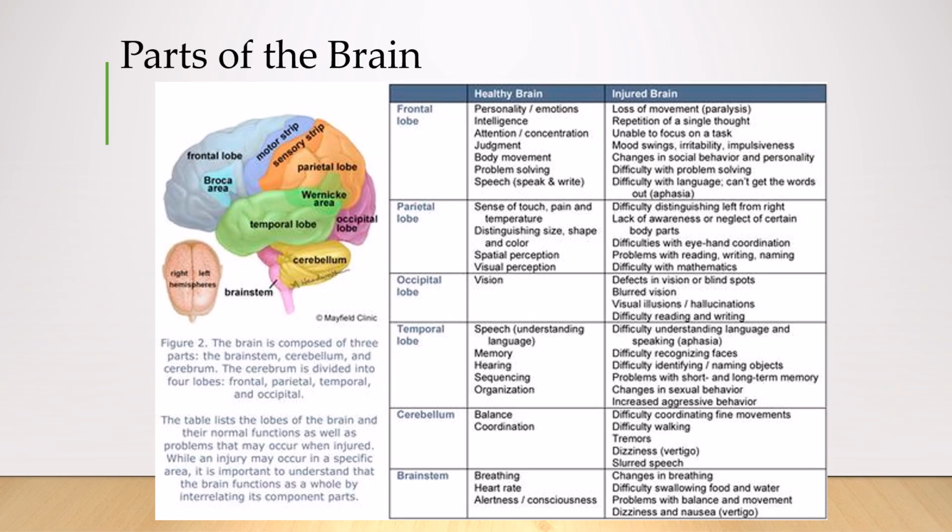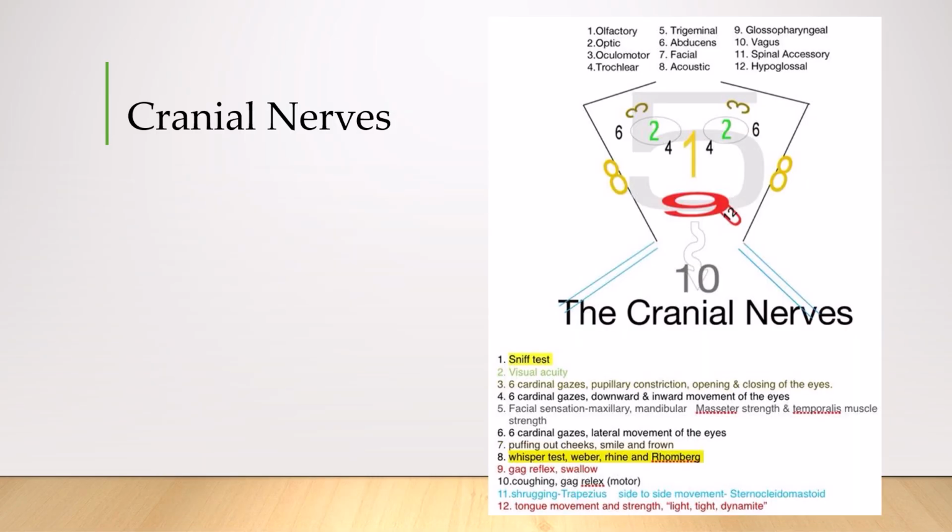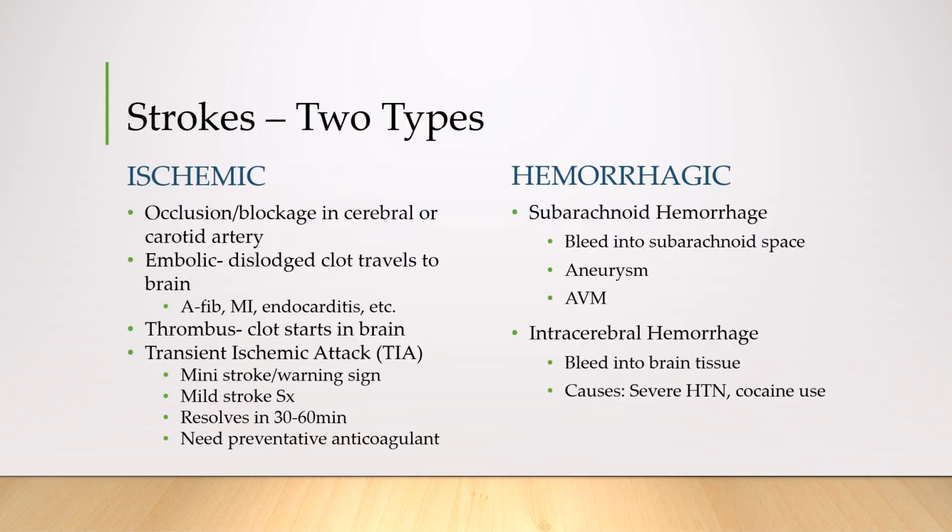There are slides for parts of the brain and the cranial nerves. You do not need to know those for testing purposes, but they are there if you would like to take a look at them. So there are two different types of strokes. You have the ischemic, which is the blockage. And that's the one where we give the TPA, the clot buster. And then you have the hemorrhagic, which is the brain bleed.